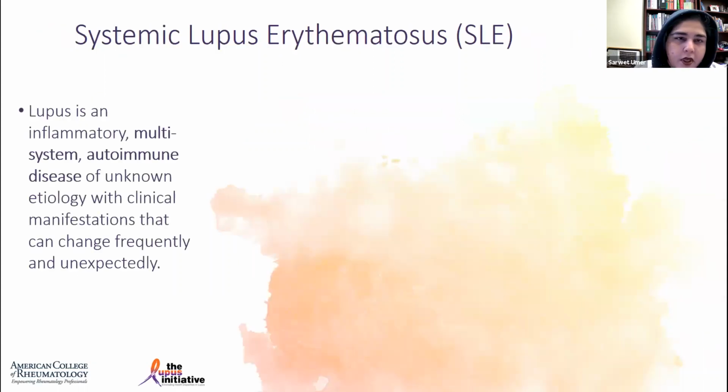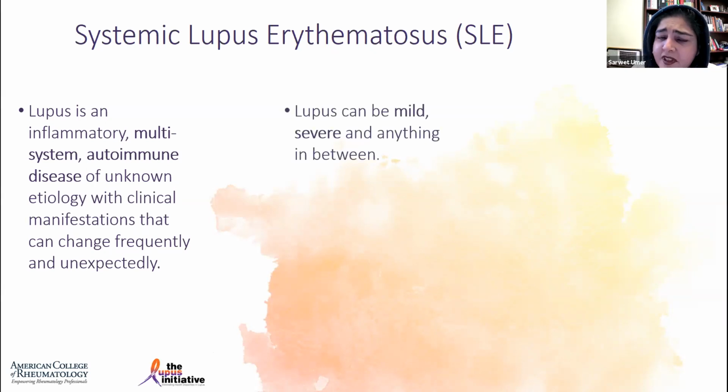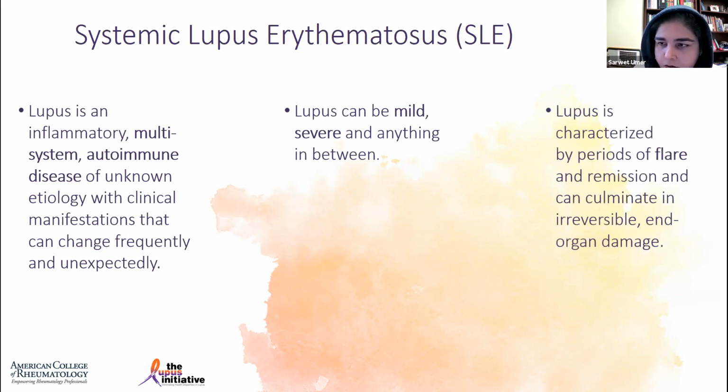What is lupus? Lupus is an inflammatory, multisystemic autoimmune disease of unknown etiology with varied clinical manifestations that can change frequently and unexpectedly. We have seen lupus patients presenting when they are so sick that we meet them in critical care units, but we may also see them presenting with chronic lingering symptoms. Lupus can be mild, it can be severe, or anything in between.